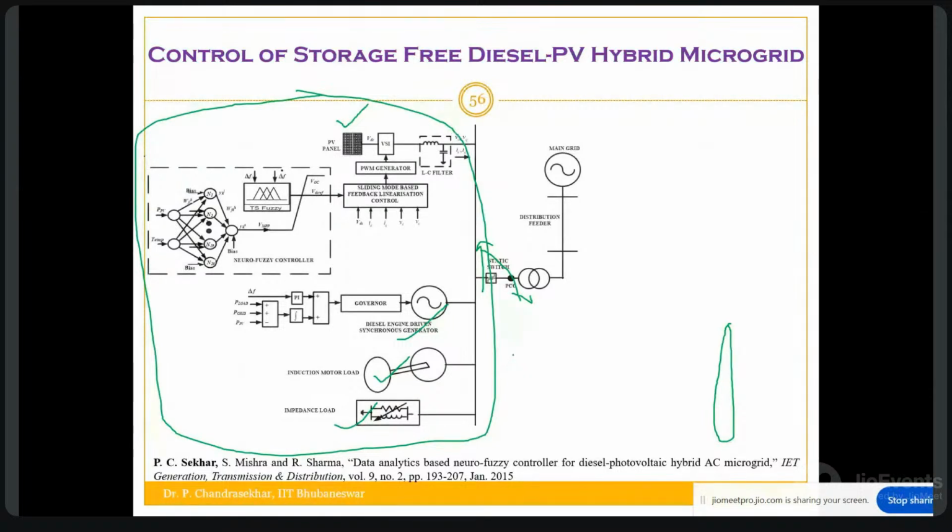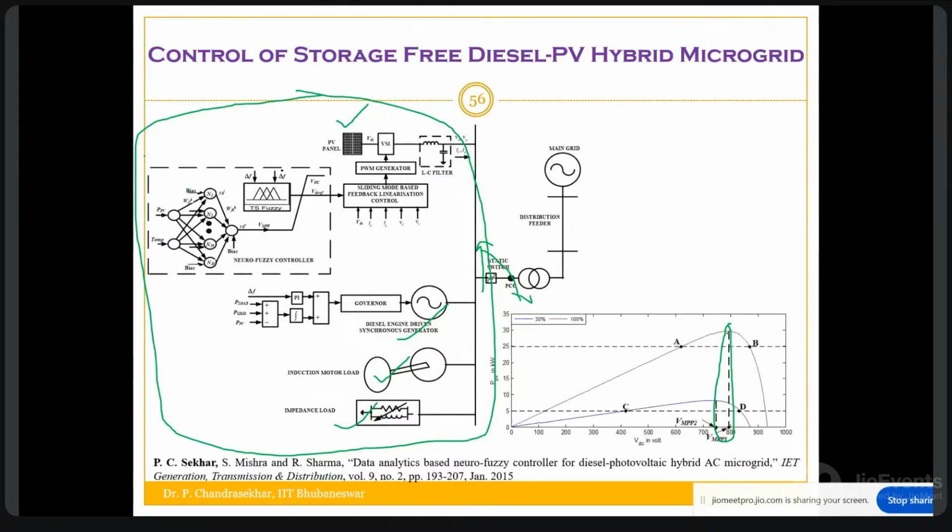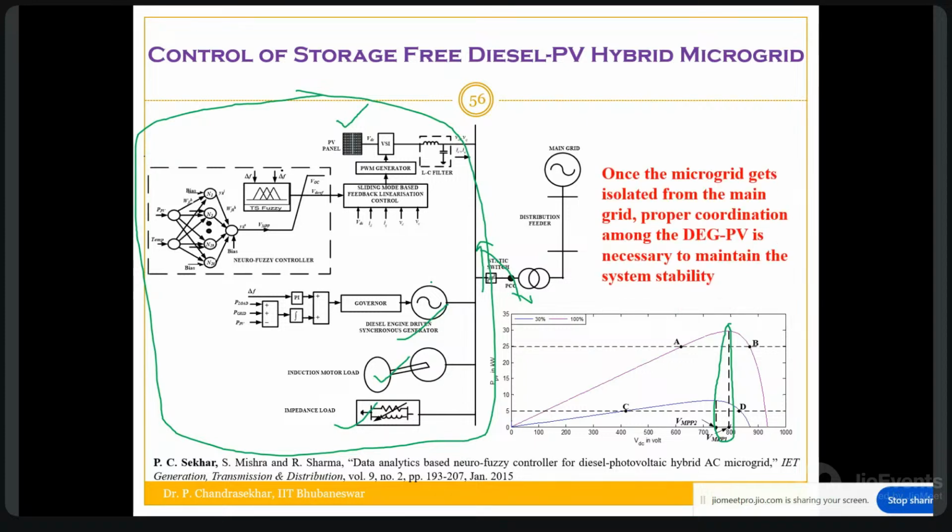We are not supposed to operate at the maximum power point always. Once the microgrid gets isolated from the main grid, we have to go for power regulation. We have to convert this PV source into a dispatchable source such that the microgrid is able to maintain its voltage and frequency stability. Proper coordination between the diesel generator and the PV is necessary to maintain the system stability.